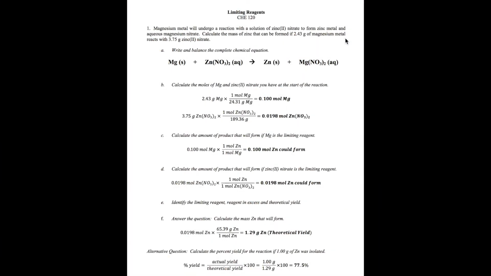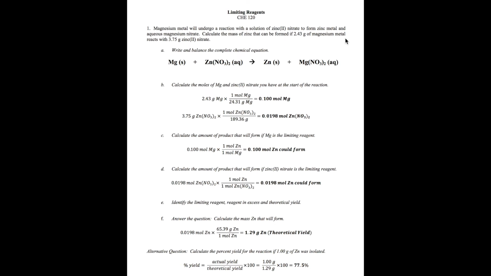Next, we're going to look at an example of a limiting reagent problem. Question number 1 says, magnesium metal will undergo a reaction with a solution of zinc 2 nitrate to form zinc metal and aqueous magnesium nitrate. Calculate the mass of zinc that can be formed if 2.43 grams of magnesium metal reacts with 3.75 grams of zinc 2 nitrate.